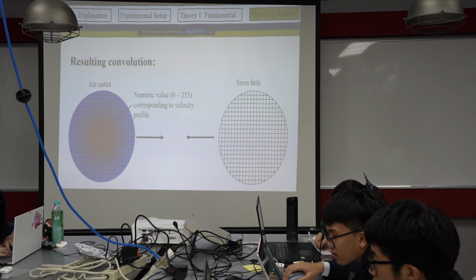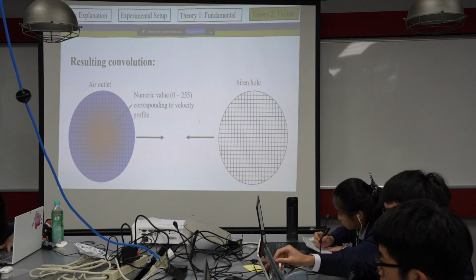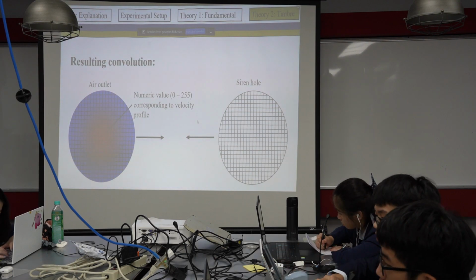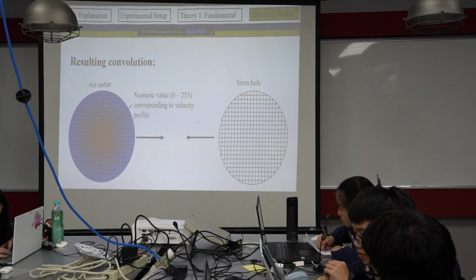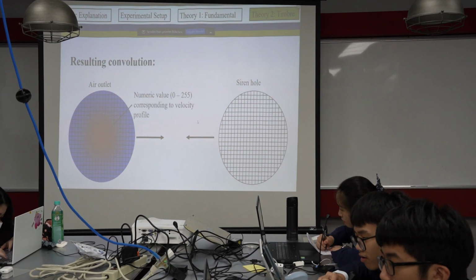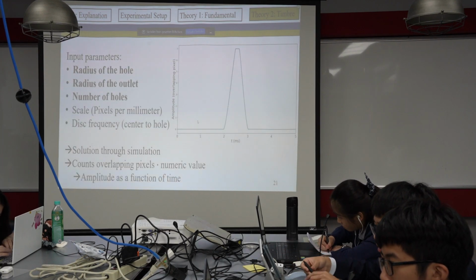To account for that, I split the convoluting circles into a defined number of pixels and gave each pixel a numeric value adjusted to the quadratic velocity profile of Hagen-Poiseuille. I thus utilized a simulation to solve this convolution.